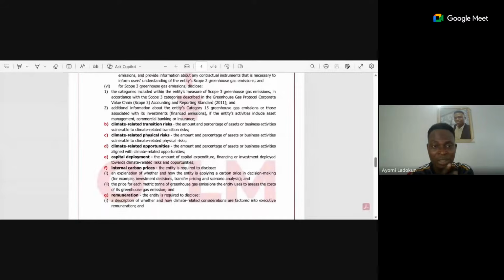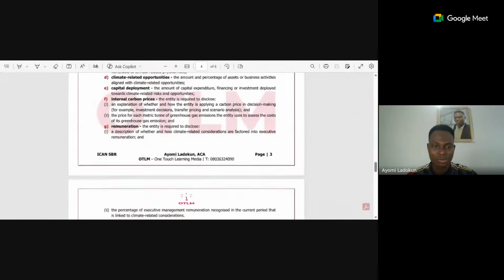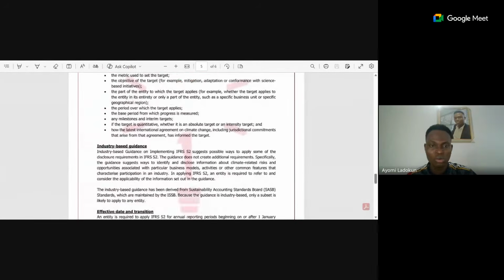Then you also have climate-related opportunities, capital deployment, internal carbon prices, remuneration. Okay, so find a way to learn this content. You can just find a way to summarize it and try to know that. So in case you decide to bring that up, then you know what to do.